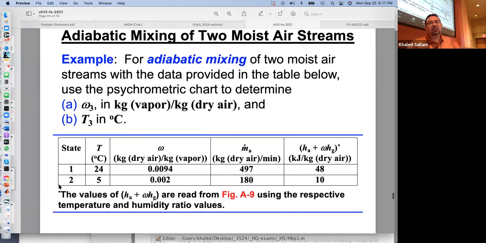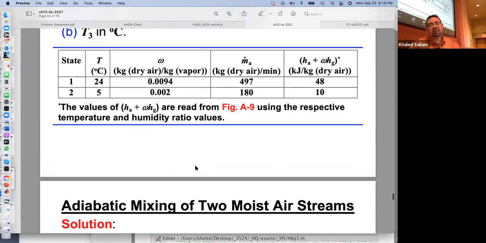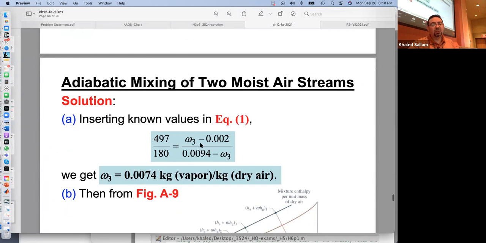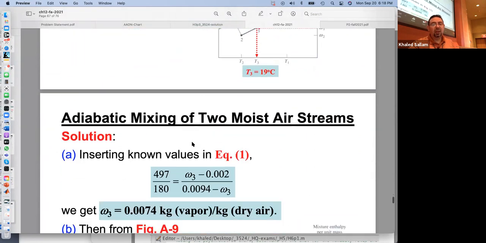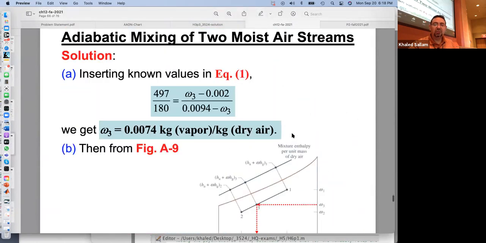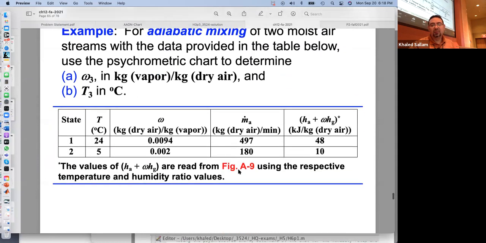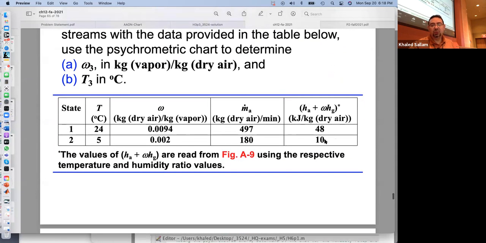Okay. So here's an example. He's giving us state 1, temperature, omega, and m dot air, and state 2, temperature, omega, and m dot air, and he would like us to find omega 3 and T3. So this is just numbers for you to practice, but it's this equation that will calculate omega 3 for you, and I guess the other long equation, this equation where you put the m dot and m dot, and you'll be able to calculate the H3. Right? He's giving you H1 and H2.